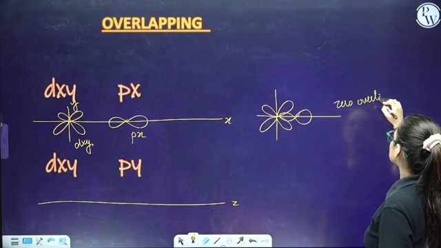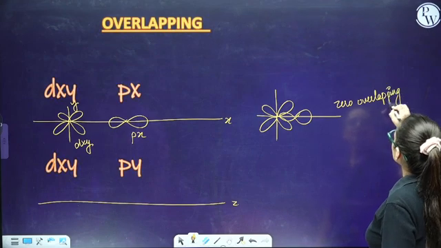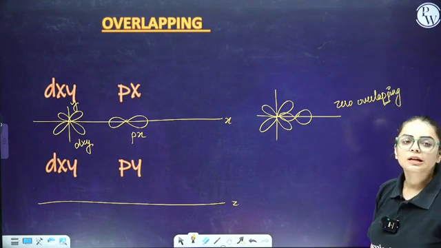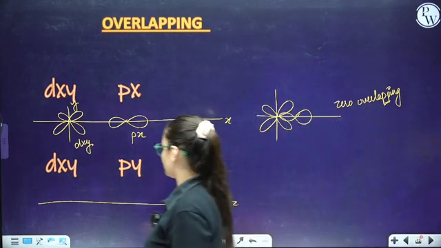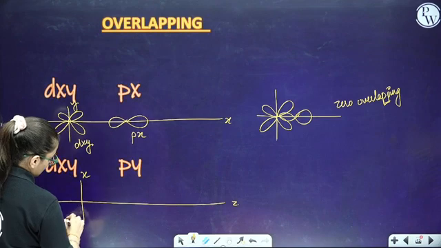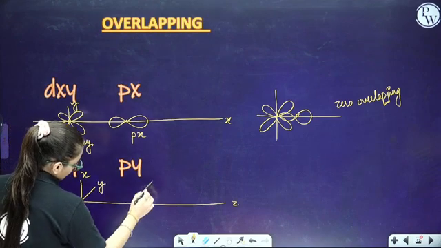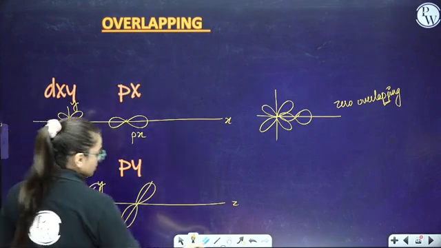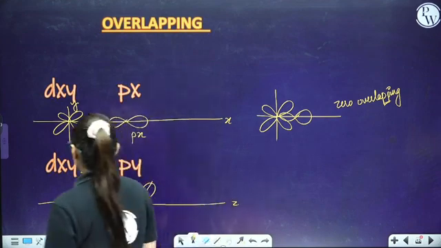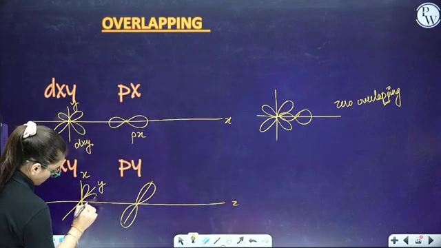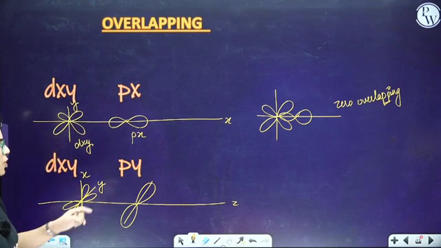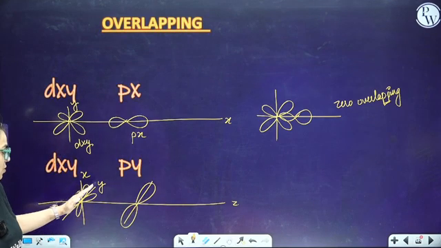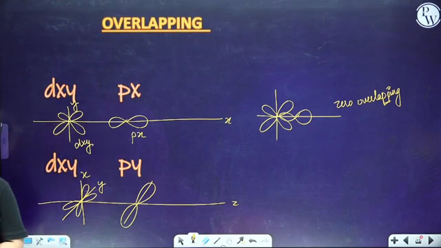So again it is the case of zero overlapping. Clear everyone? That's great. Now see here, let us consider this as your x-axis, this as your y-axis. Now, we don't have to draw dx square y square, we will draw dxy. Will there be any bond formation? Just see, this is on the axis, this is not on the axis. It will be here. Will there be any bond formation in this case? No, ma'am. Again, it is the case of zero overlapping.